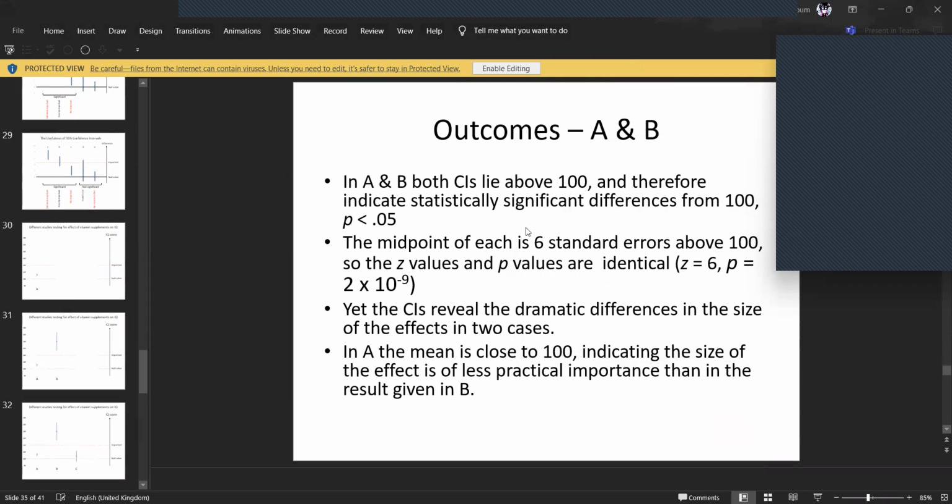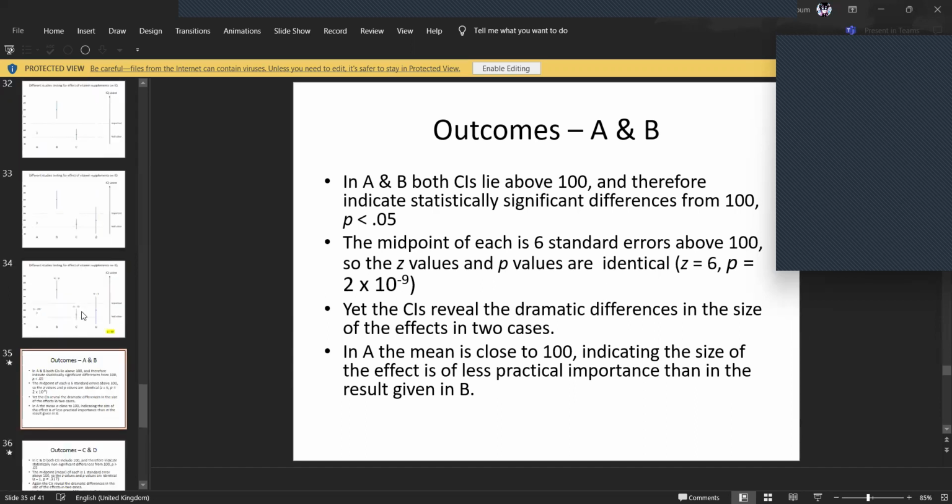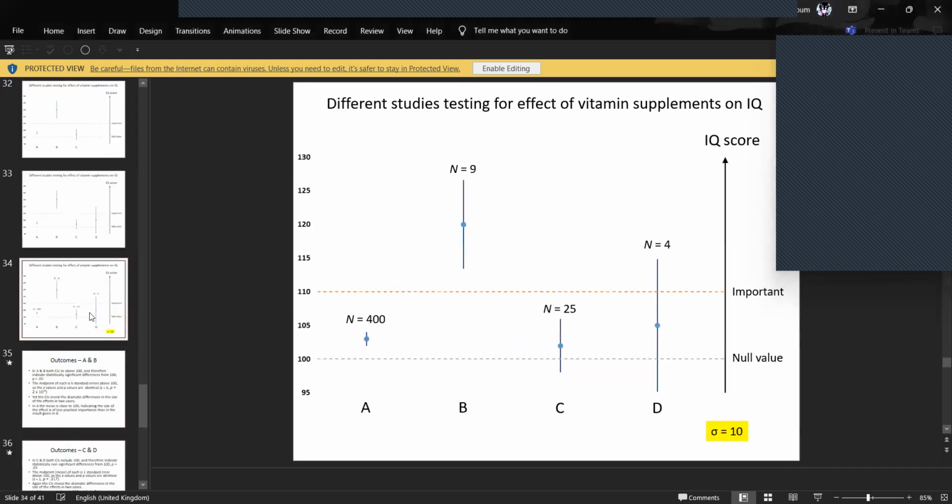All we're saying is that these have identical p-values because both of them are 6 standard errors above 100, right? Either the numbers are hidden or there's some complicated maths that's way too out of scope right now. But the point is the p-values are the same. But when you look at the confidence intervals, they're giving you very, very different information, right?